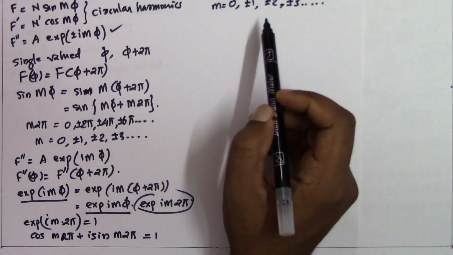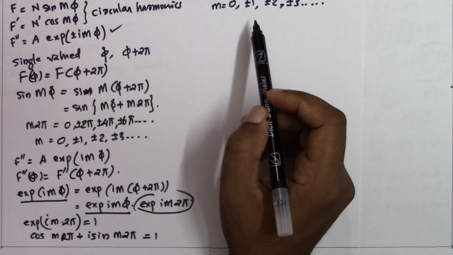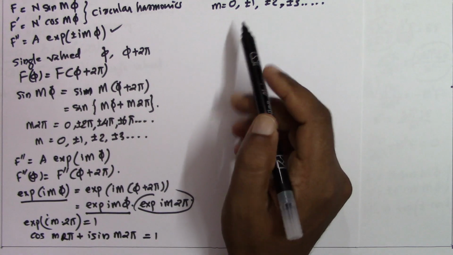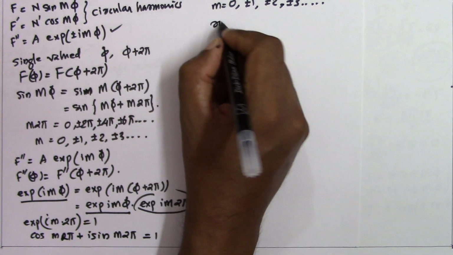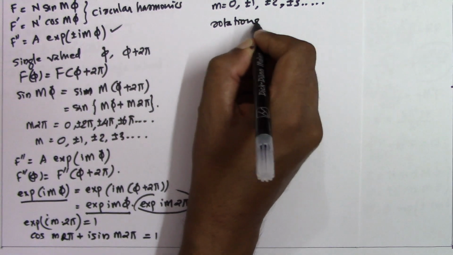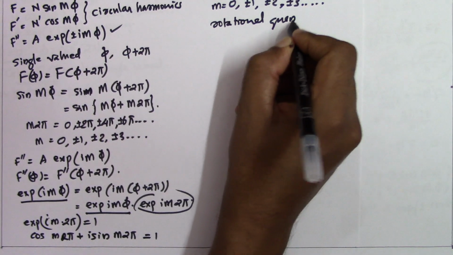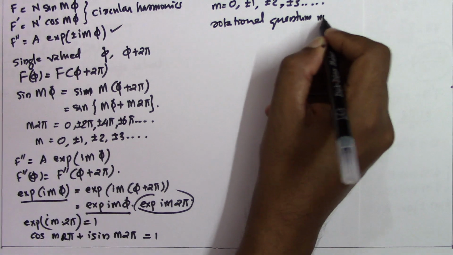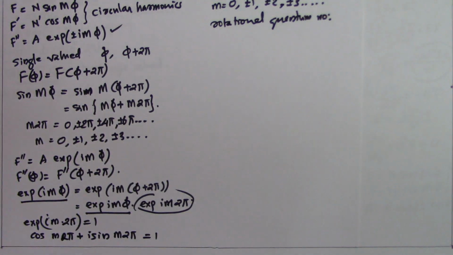So obviously this m is going to be a quantum number. So this is the rotational quantum number. m is the rotational quantum number. Okay, we have introduced a quantum number from the solution of the Schrödinger wave equation for the particle in a ring.